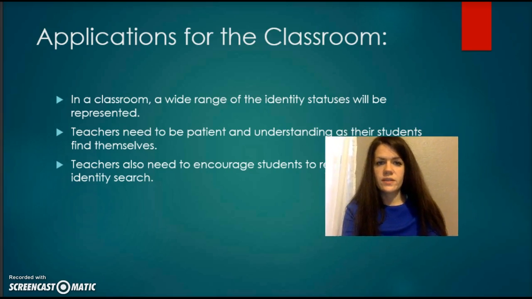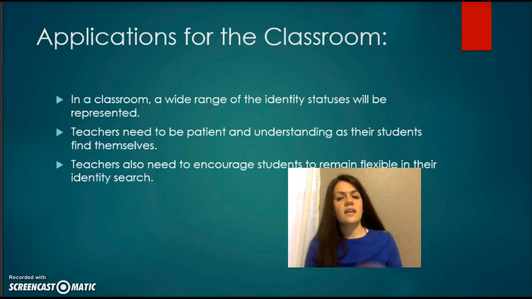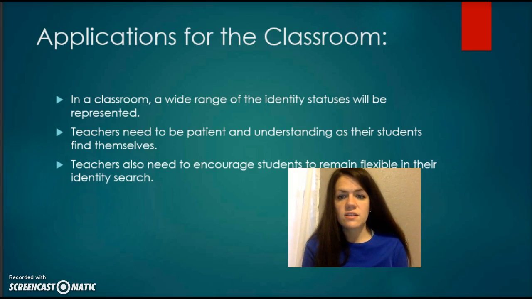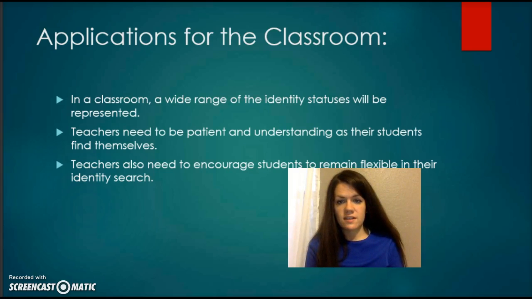Applications for the classroom. Teachers need to realize that a wide range of the identity statuses will be represented, if not all. They also need to be patient and understanding as students find themselves. And teachers also need to encourage students to remain flexible in their identity search.